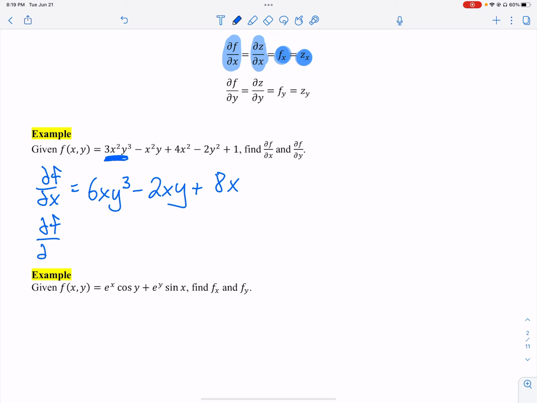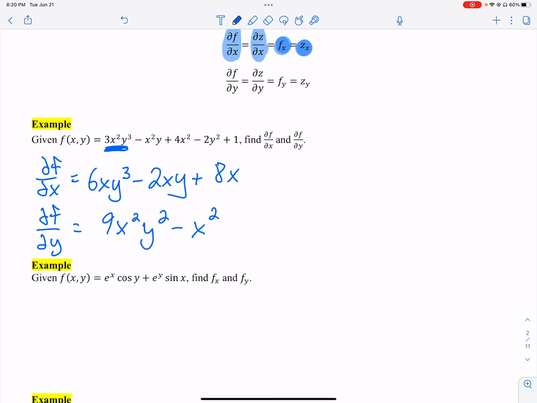So now I do the partial of f with respect to y, and I get 9x squared y to the second minus x squared. That one's a little weird. Think about it. If x is a constant, so if it was a constant times y and I took the derivative, I would just get the constant. The 4x squared is all x. That's counted as a constant. It's gone. Then I get minus 4y. And that is my partial of f with respect to y.